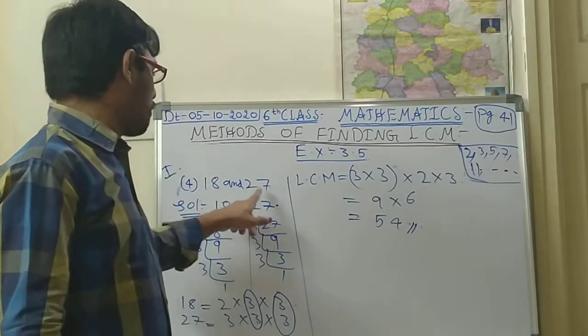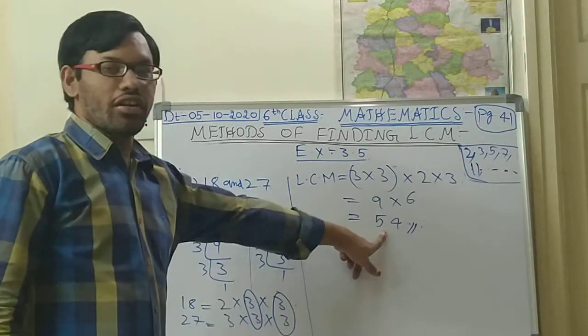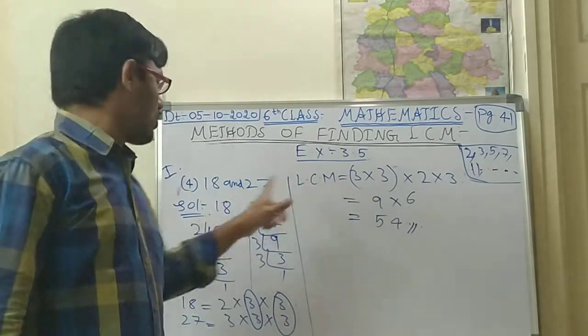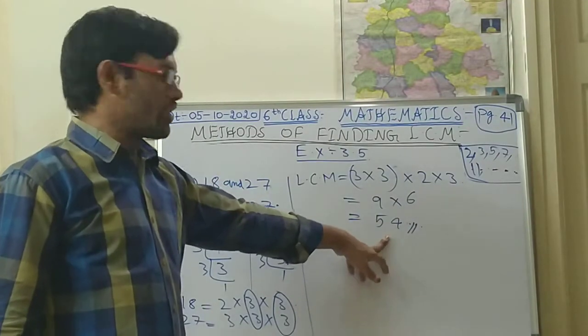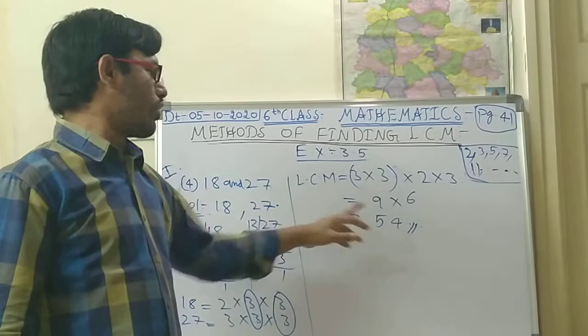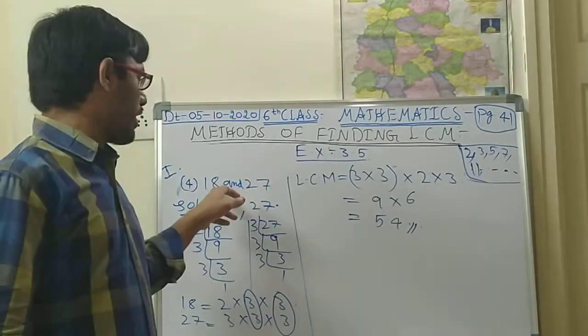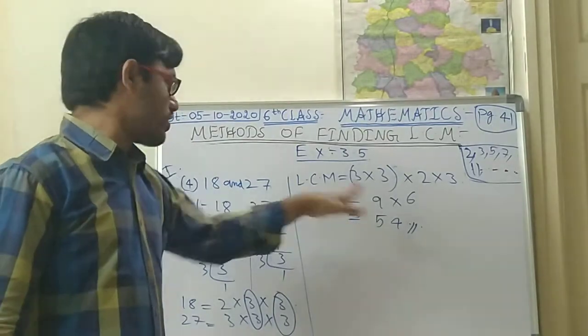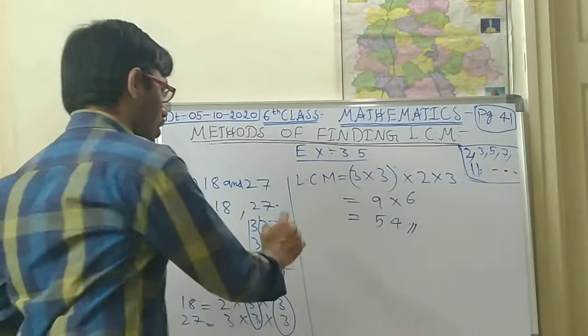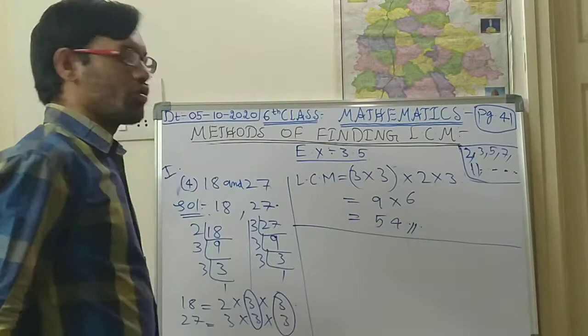So in the 18 table and the 27 table, the least common multiple is 54. In the multiples of 18 and 27, the first smallest common multiple is 54. If you want, you can check the multiplication tables of 18 and 27 also. The first common number will be 54 only. Like this you are supposed to do the problem.